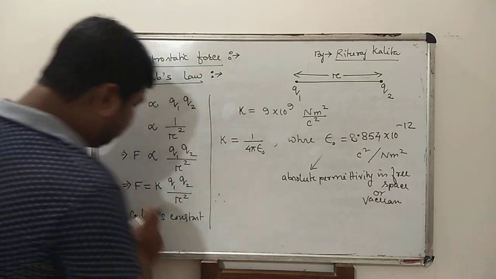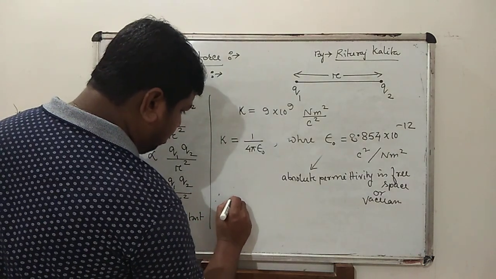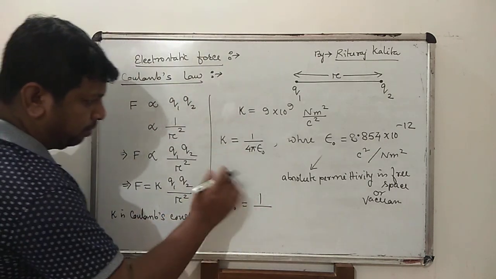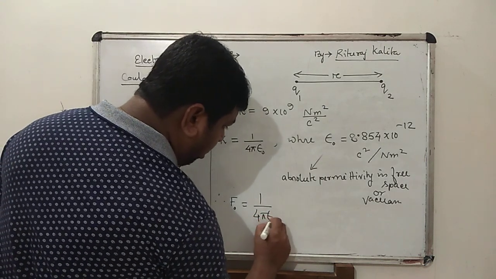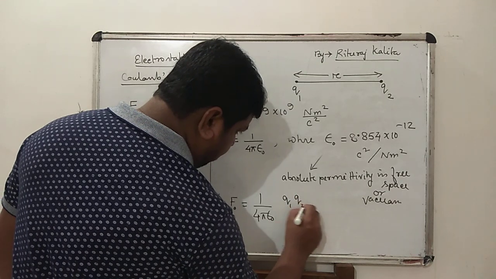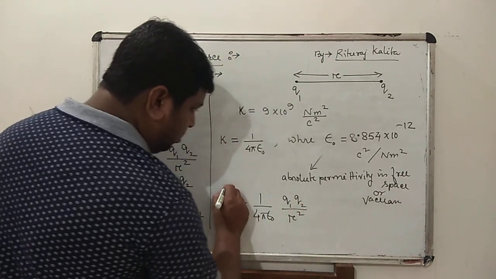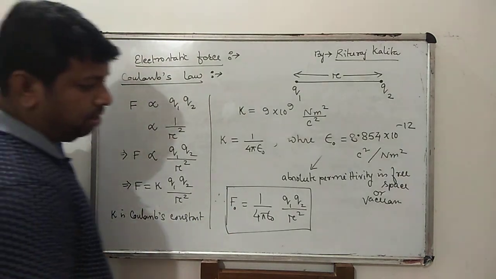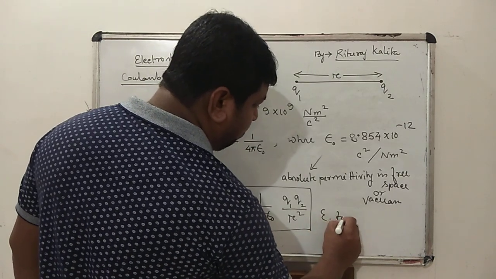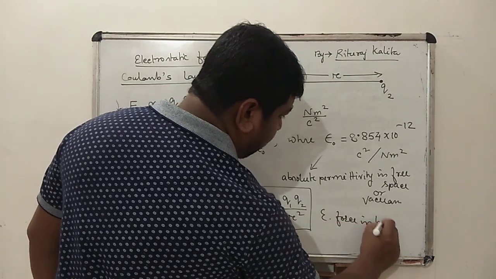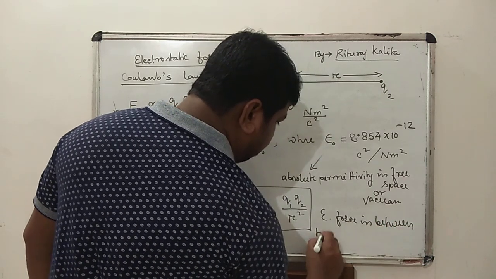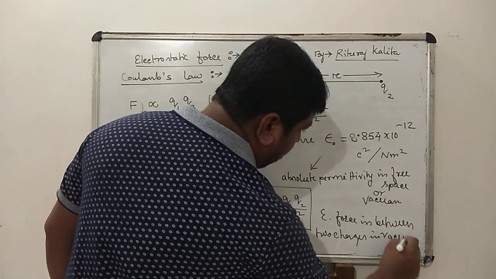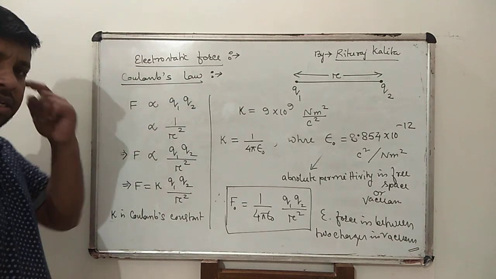Therefore, the expression can be written as the electrostatic force F naught equal to 1 by 4 pi epsilon naught Q1 Q2 by r square. This is the expression of the electrostatic force between two charges in vacuum, separated by a distance r.